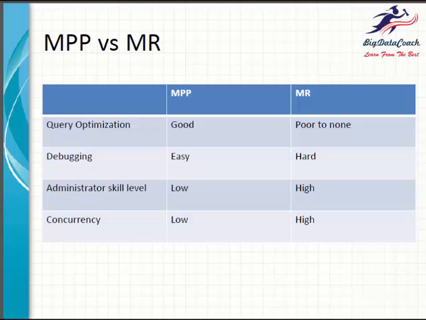Also, the administrator skill level for MPP is relatively lower than that of Hadoop. MPP is not the best choice for high concurrency and 100-plus server clusters, whereas Hadoop can handle high concurrency and it can scale up to more than 5000 servers.